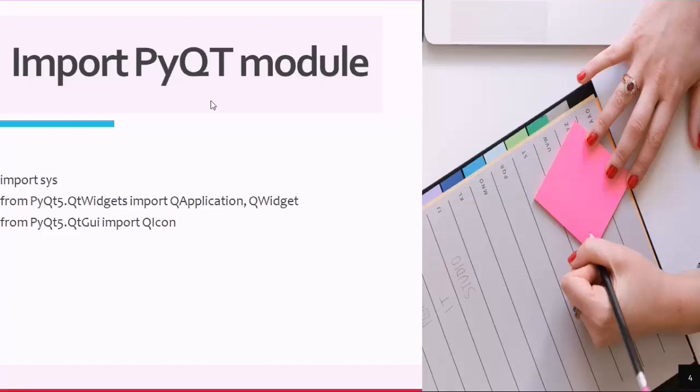First, we'll import sys, which is the system. Followed by that, we are going to import QApplication and QWidget from pyqt5.QtWidgets. And lastly, we are going to import QIcon, which is available from pyqt5.QtGui, which comes under graphical user interface. So these are the 3 things we are going to define under import PyQt module.